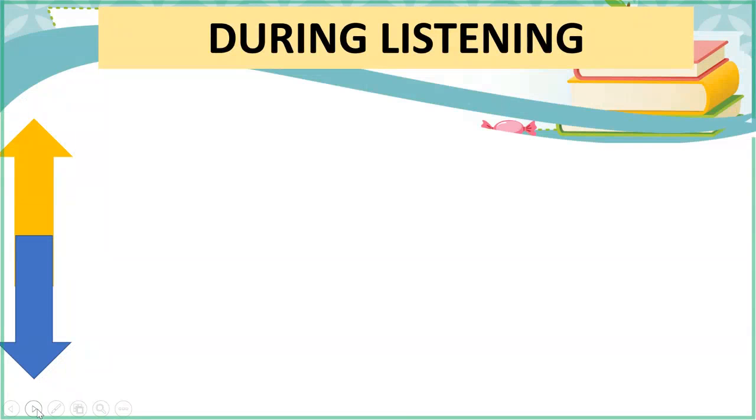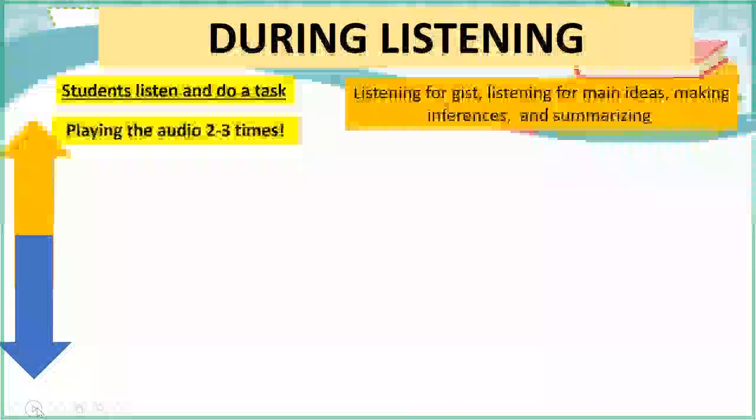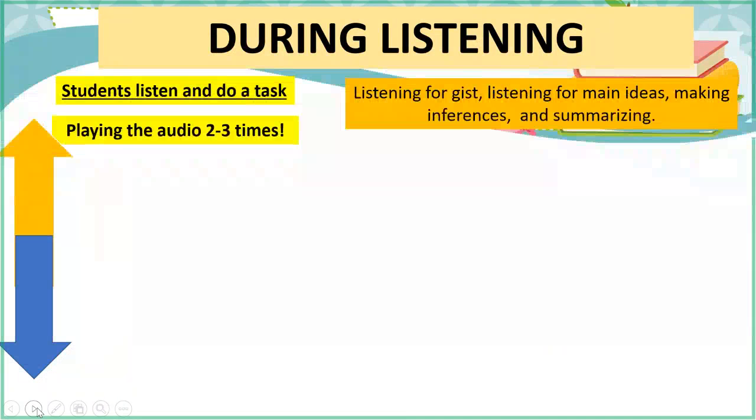And then we have the during listening. So we already prepared our students for the listening, and in the during, what is happening? Well, students listen and do a task. You can play the audio 2 or 3 times, but each time that you are playing the audio is because students are going to do something, right? They're having an activity each time. They can listen for general information. They can listen for main ideas. They can make inferences or summarize, right? That depends on you and what activity you are putting.